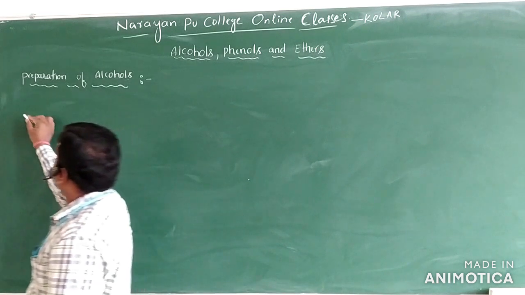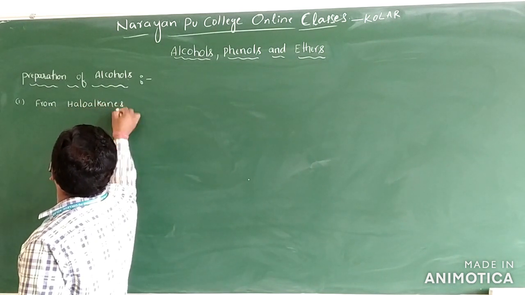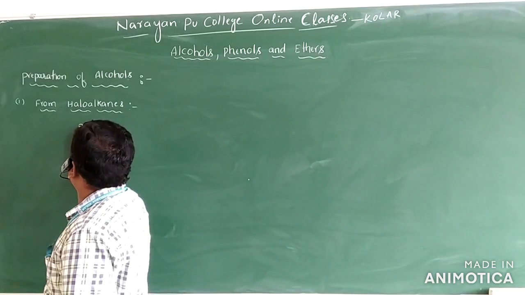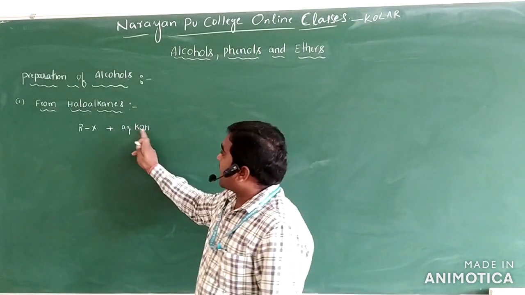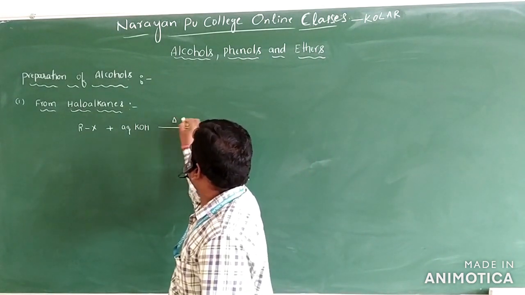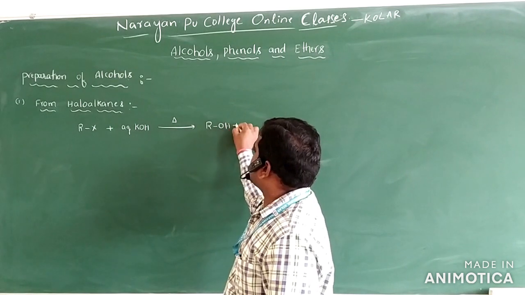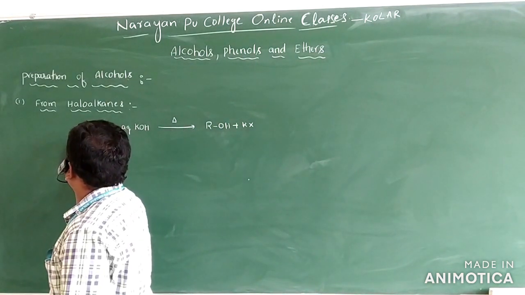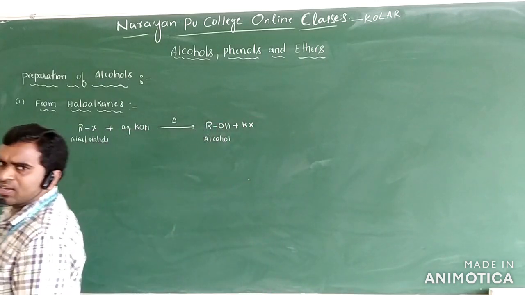So one preparation I will simply write here, from haloalkanes. This we have already discussed in haloalkanes, but I am recollecting it again. Haloalkanes, when treated with aqueous KOH. Aqueous KOH means substitution reaction; alcoholic KOH means elimination reaction. Just heat it, and X is substituted by OH. So you will get the compound ROH plus KX. Alkyl halides, or haloalkanes, give alcohol. This we have already discussed in haloalkanes.